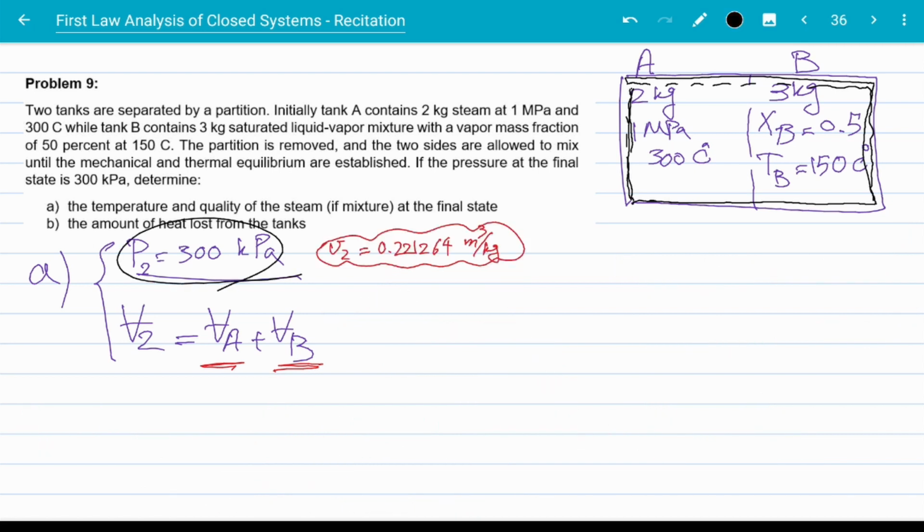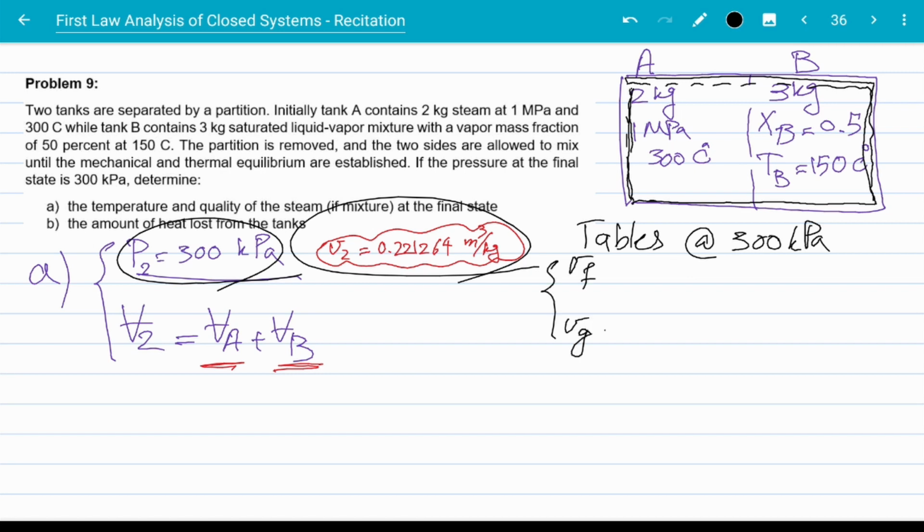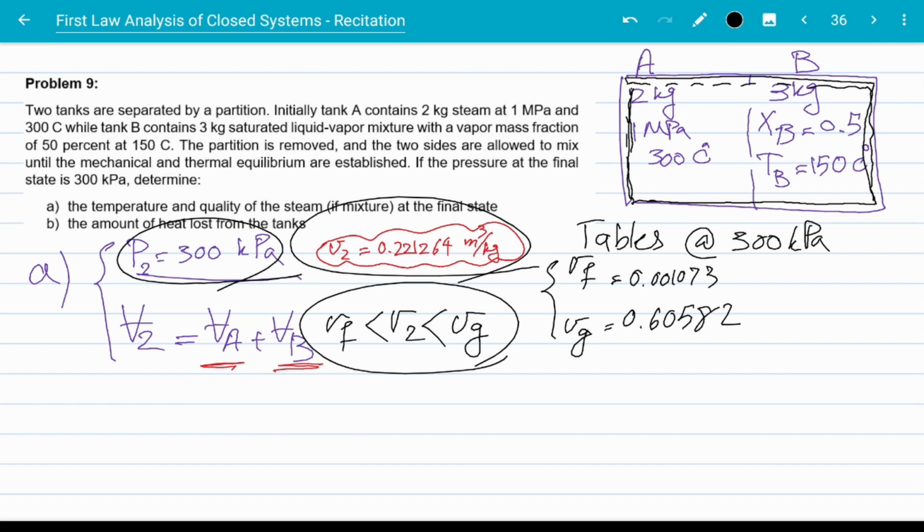Okay, now I have pressure and specific volume, two intensive independent properties. I'm going to check the tables at the pressure of 300 kilopascals and read v_f and v_g. v_f is 0.001073. v_g is 0.60582. Our specific volume is larger than v_f, is smaller than v_g. So we are in a saturated mixture at state 2, where temperature and pressure are functions of each other. So the final temperature is going to be the saturation temperature at the pressure of 300 kilopascals. Now we can read that from the tables. It is 133.52 degrees Celsius.